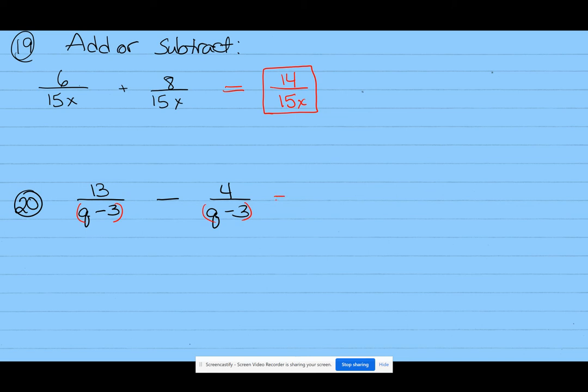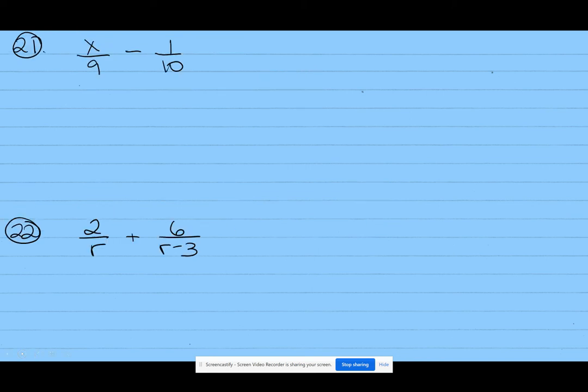Same with number 20. The denominators are the same. So we just need to do the numerators. 13 minus 4 is 11. That's it. 13 minus 4 is 11. Let's go to something else.